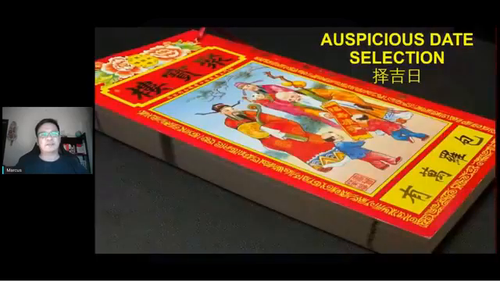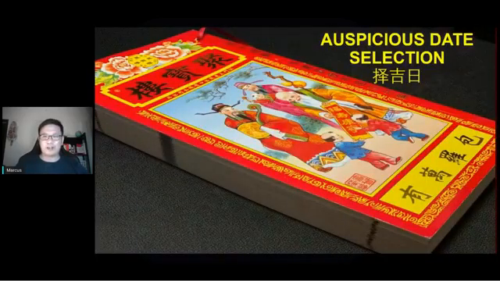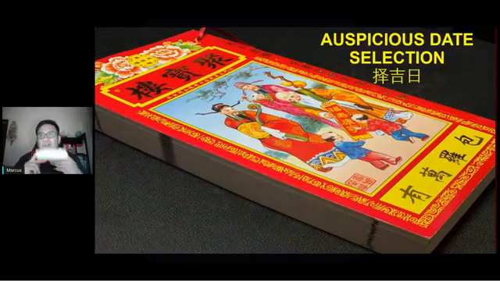So today in this topic about date selection, I'm going to talk about this book. How many pages are there? I guess probably a couple of hundreds, and it looks thick. Do you find it thick or not? If you find it thick, just tell me yes. If you do not find it thick, you just say no.